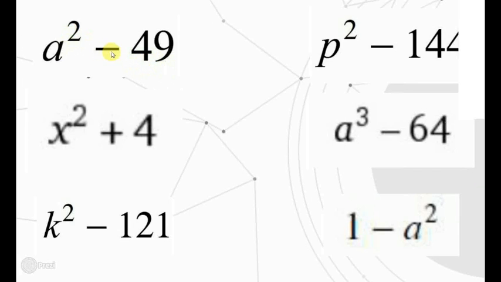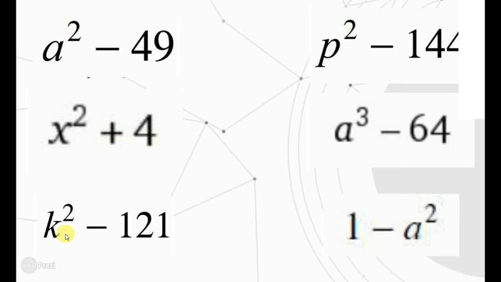And the two terms are separated by a minus sign, so this one works. It's a difference of square quadratics. The next one down, x squared plus 4, does not work. Although we do have an even exponent, and 4 is a perfect square, if I take a square root, it would be 2. The two terms are separated by a plus, so this one's out of the running.